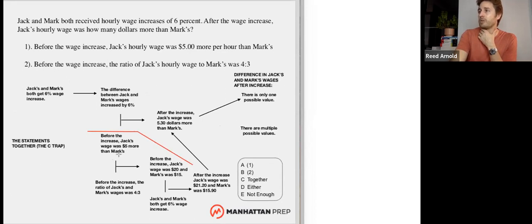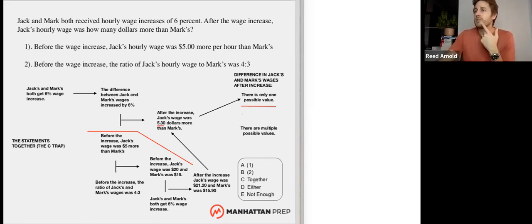I know that before the increase, Jack's wage was $5 more, and then I get their ratio. I can synthesize that information and make an inference that Jack made $20 an hour and Mark made $15 an hour. And then I can figure out that they each got a 6% wage increase. So Jack got $21.20 and Mark got $15.90 an hour. And that gets me to 5.30 more. And so that would be a single possible answer, right? I can answer the question when I know everything.